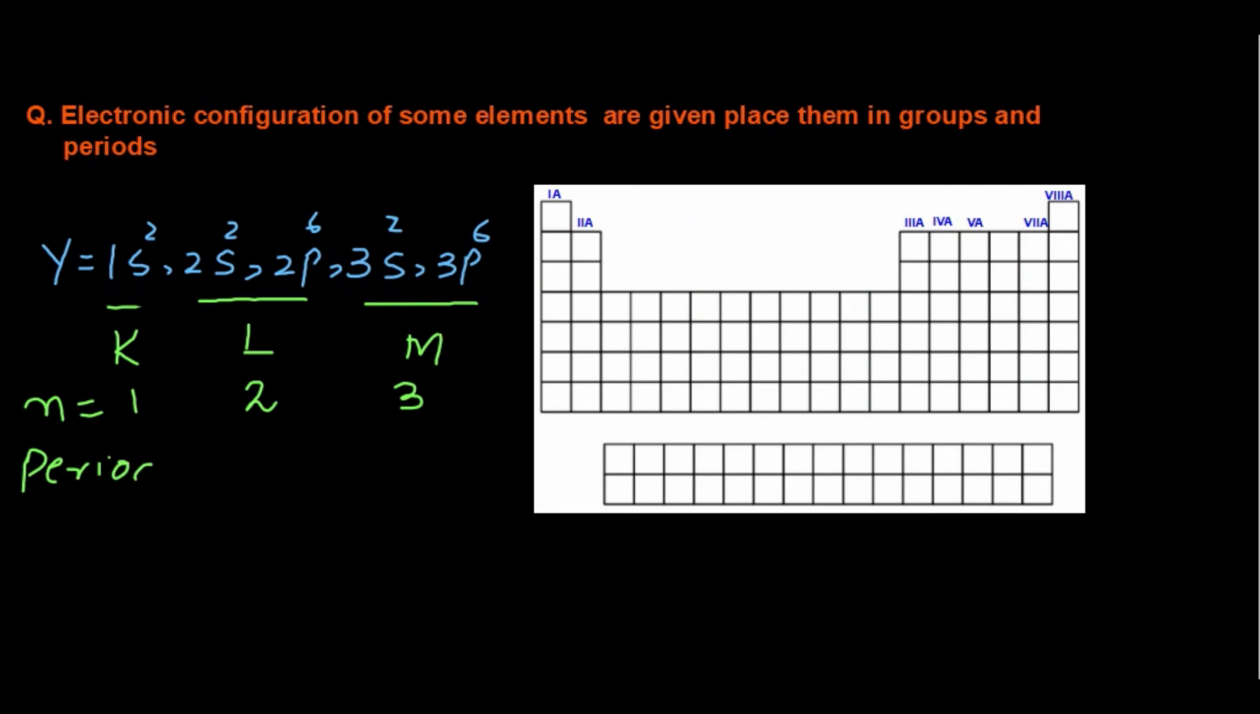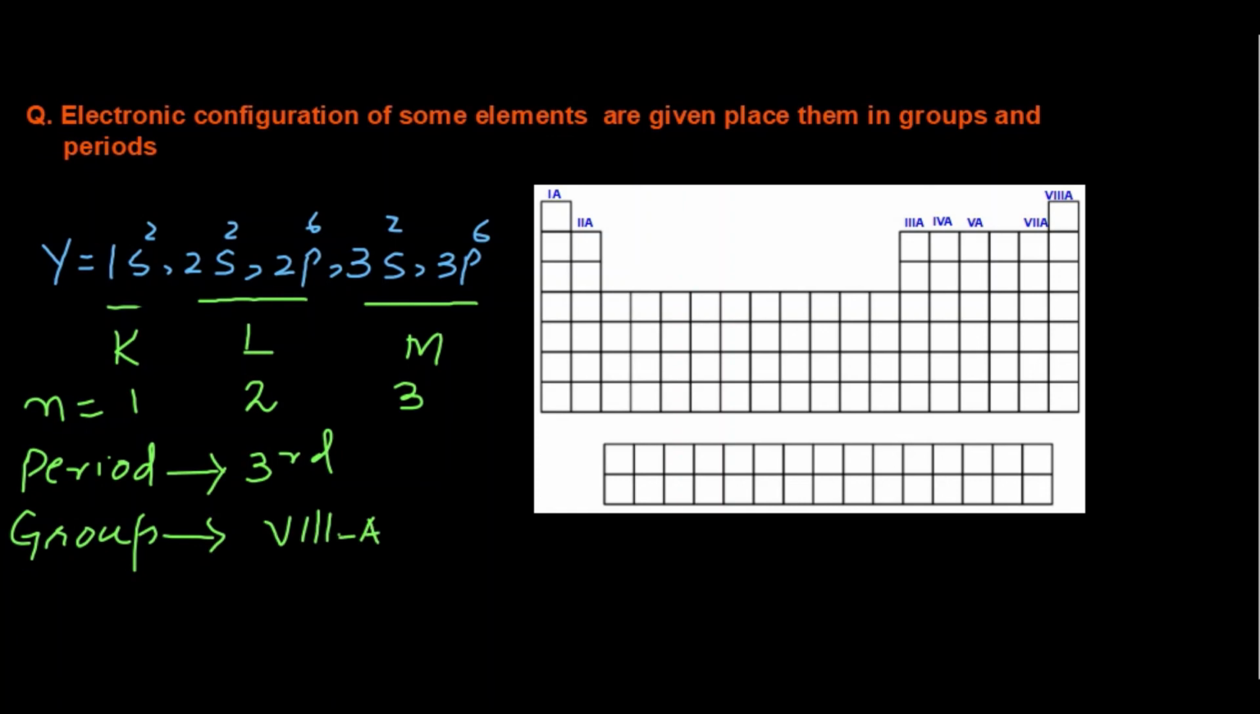What is the period number? Yes, this belongs to the third period. Now we find the group number of this element. Find the total number of electrons which are present in the valence shell. Which is the valence shell? M is the valence shell. The total number of electrons in the valence shell, 2 plus 6, is equal to 8. 8 electrons are present in the valence shell, which shows that this element belongs to group 8A. So we write here its group number, group 8A.